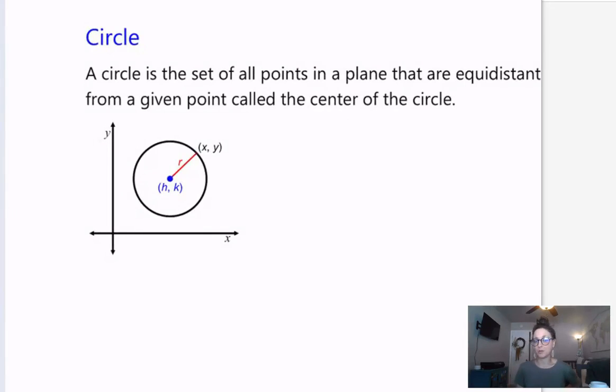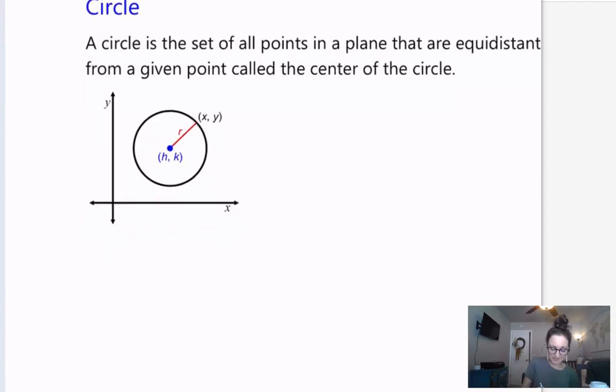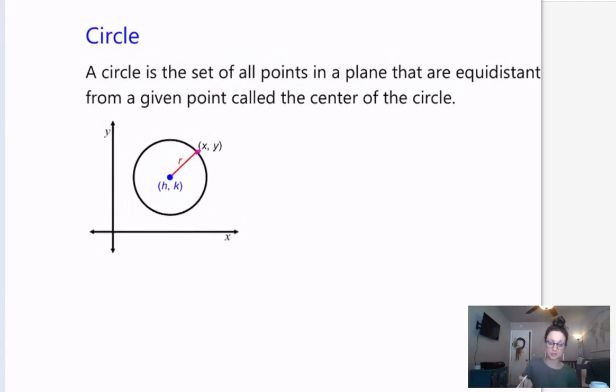A circle is a set of all points in a plane that are equidistant from a given point called the center of the circle, right? So let's go ahead and derive the equation of a circle. It stems directly from the distance formula, right? So take a look. If I grab any point on the circle, let's call it (x, y). And then let's find its distance from the center.